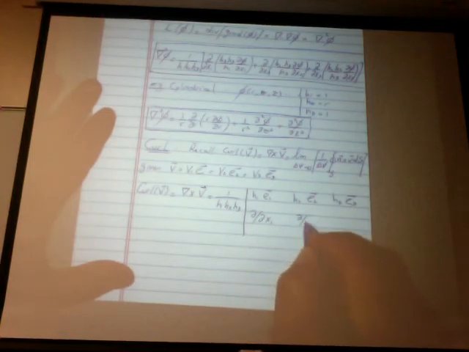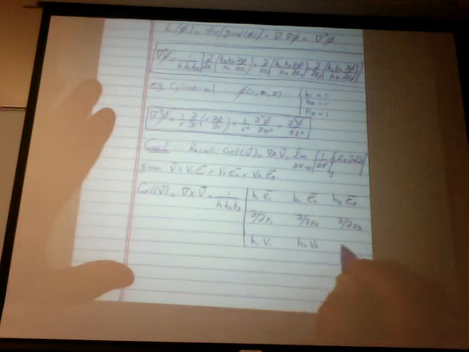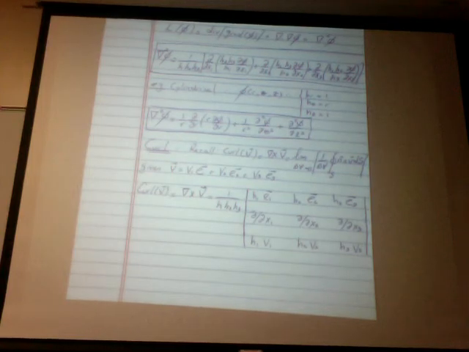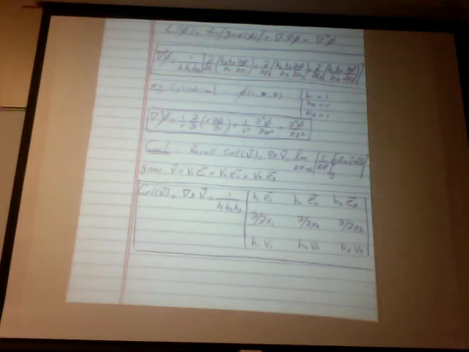d/dx1, d/dx2, and d/dx3, h1 V1, h2 V2, h3 V3. And calculating that determinant, you can do it by augmenting two columns or two rows, whichever way you learn how to take determinants. And there it is. So now we know how to take gradients, divergences, Laplace, and curls in any orthogonal system, as long as it is orthogonal. We know how to take those.